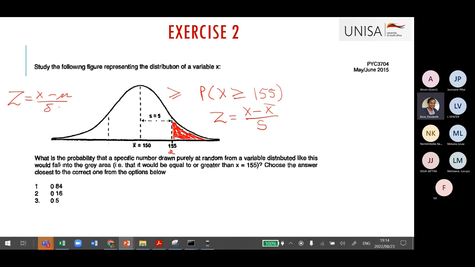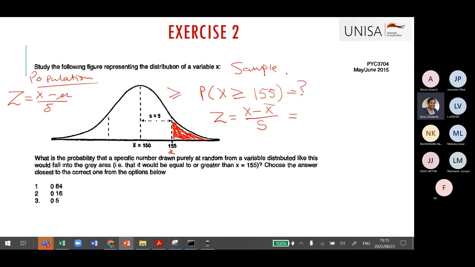This is for the population. This is for the sample. So depending on what they have given you, you can always interchange. It doesn't really matter that much, because if they've given you the information, you just use that. Our x is always given in the question.